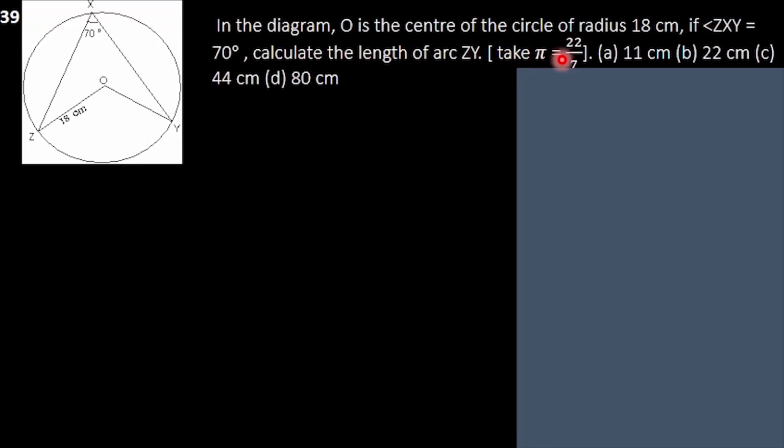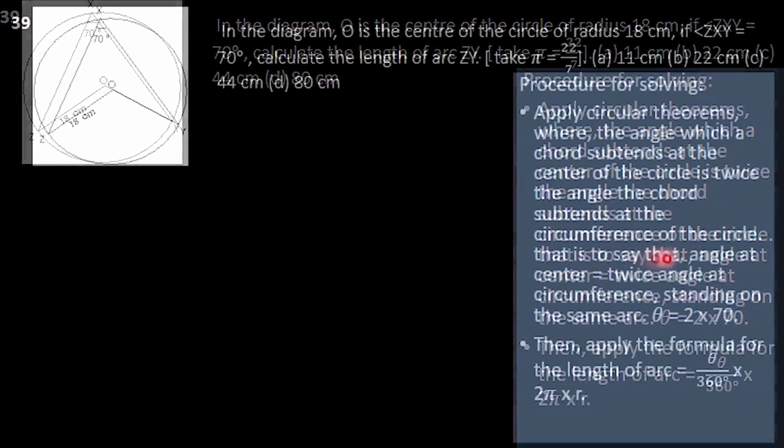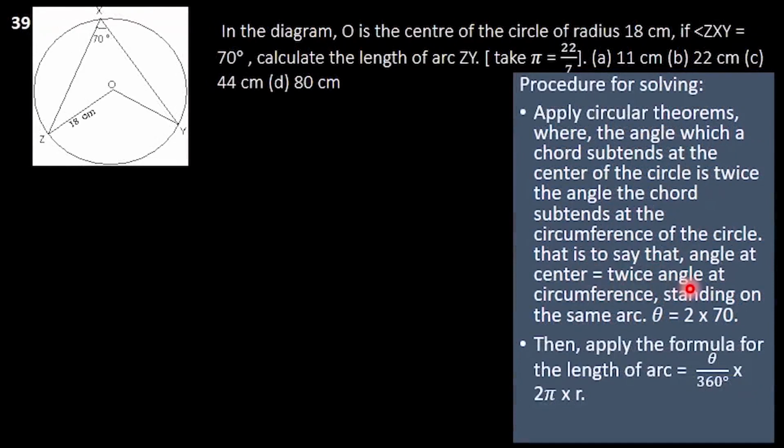The procedure for solving this: apply circular theorems, where the angle which a chord subtends at the center of the circle is twice the angle the chord subtends at the circumference of the circle. That is to say, angle at center is equal to twice angle at circumference standing on the same arc. Theta is equal to 2 times 70.